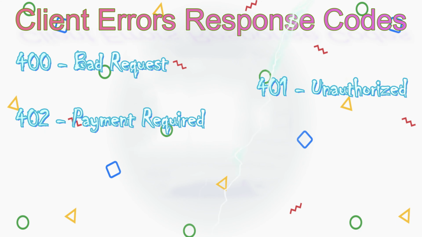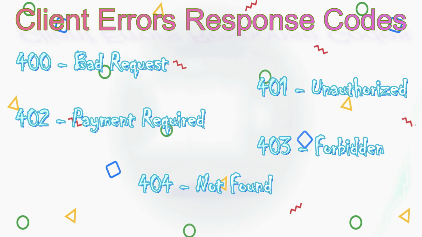402 response code is reserved for future use. The initial aim for creating this code was using it for digital payment systems. However, this status code is used very rarely. Error 403 indicates the client does not have access rights to the content, that is, it is unauthorized. So, the server is refusing to give the requested resource. Unlike 401, the client's identity is known to the server.